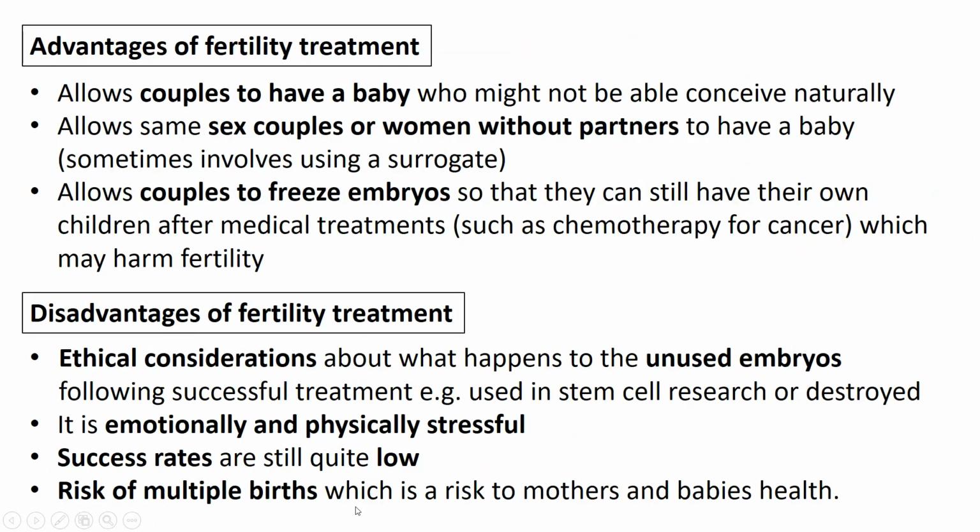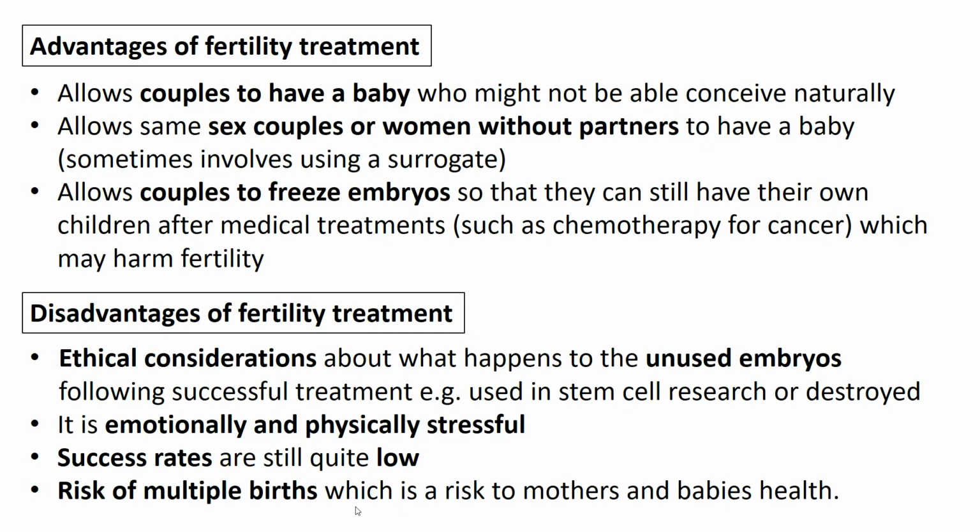There are obviously lots of advantages to this fertility treatment, whether it's IVF or increased FSH and LH. It will allow couples to have a baby who might not conceive without the support from the extra hormones. It allows same-sex couples or women without partners to have babies. That sometimes does involve a surrogate, which is somebody who will carry the baby for you, but you could actually carry out IVF with a sperm donor if you don't have a partner, and you can put your eggs in with that sperm and then have that embryo inserted back into your own uterus.